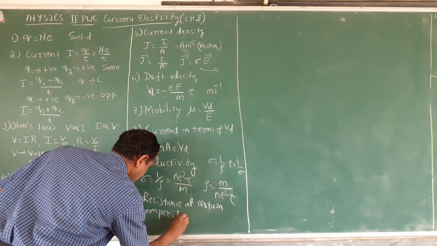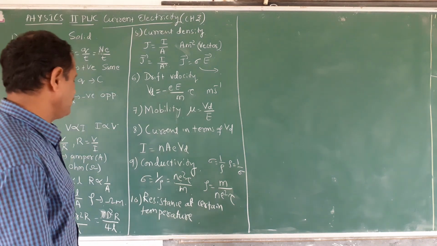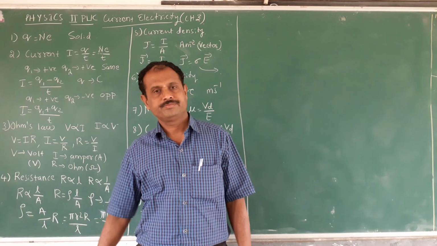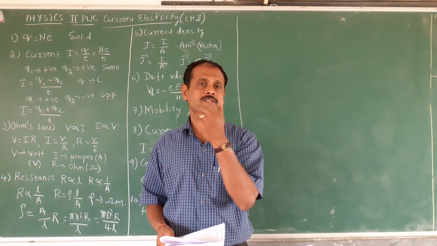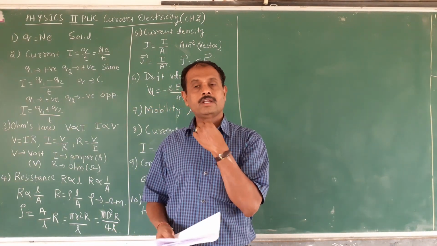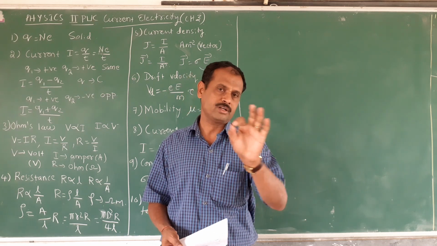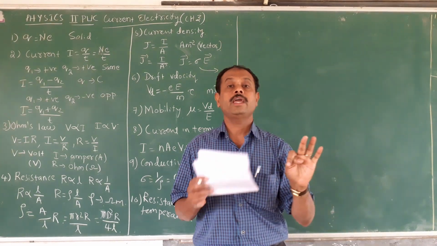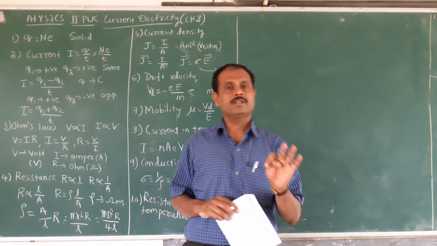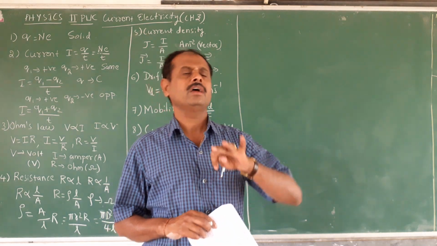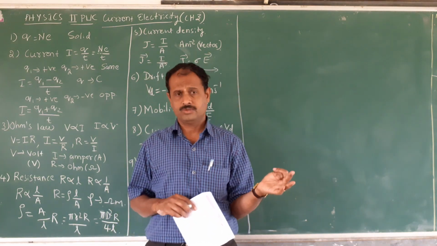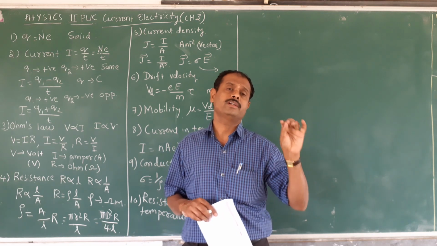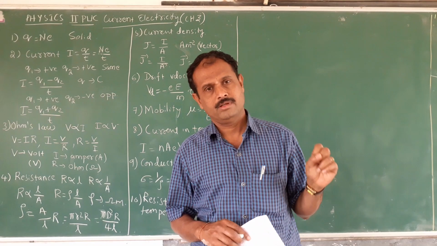Certain temperature. Now, one very important point is how the resistance varies. What are the factors? The resistance mainly depends upon the nature of the material, one point. And resistance depends on the dimensions of the material, that is length and area. And one more very important point: resistance of the material depends upon temperature.